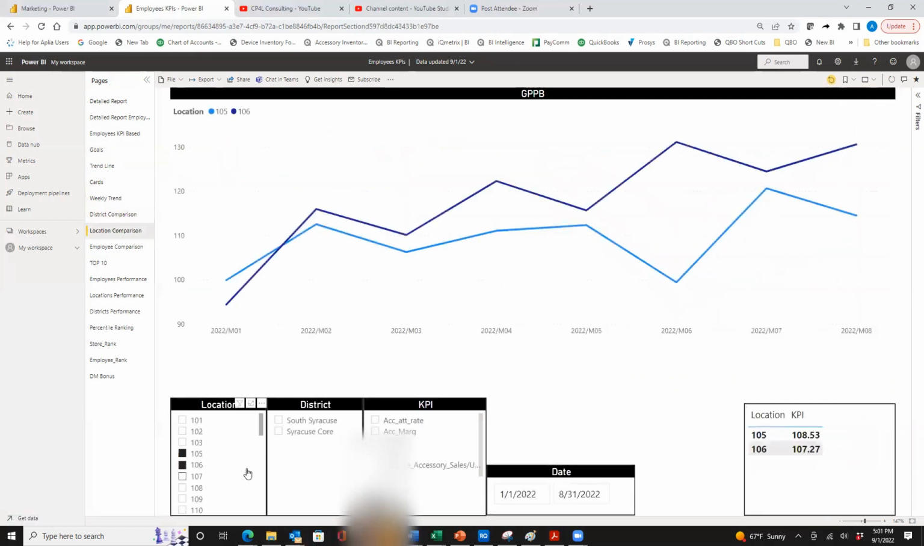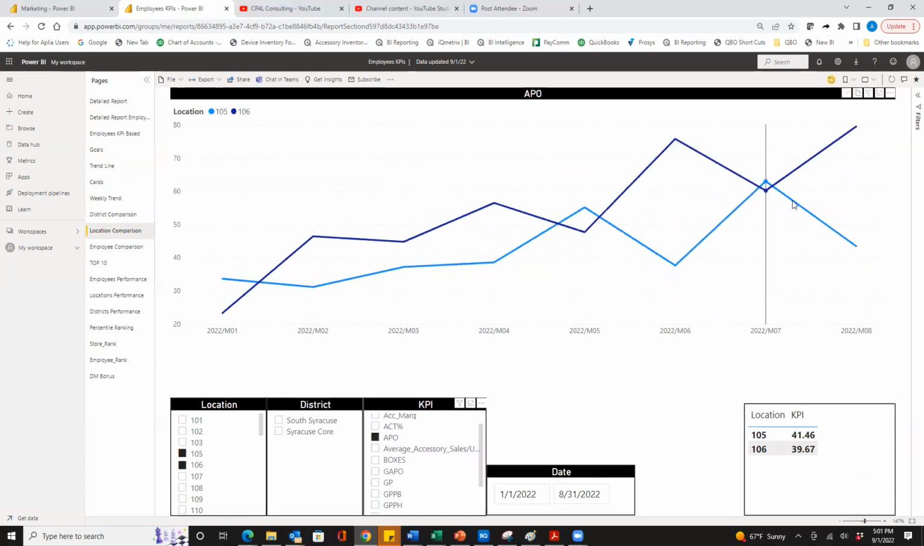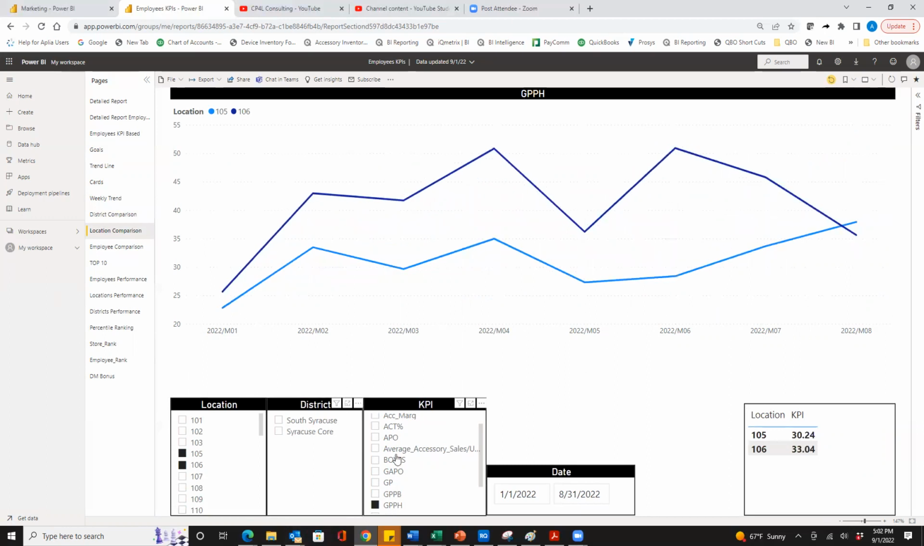And we have it for the location. So I want to look at 2 locations, and I want to see how their productivity, how their GAPO is improving, or how their APO is changing over time. And you're able to really manage from the front and look at your team and say, why is this store improving, with 2 stores within the same district? Why are they improving their gross profit per hour? And you can actually do it on an employee level.